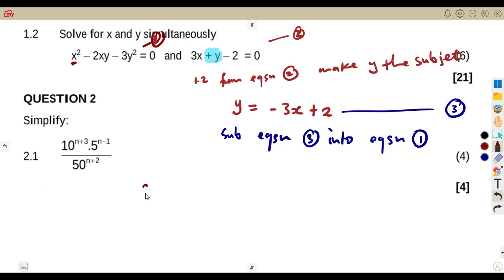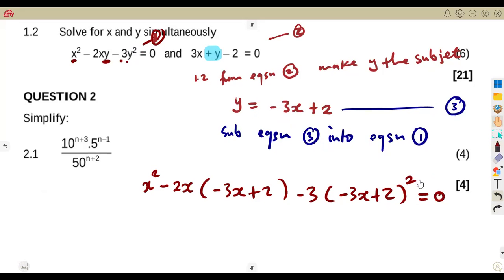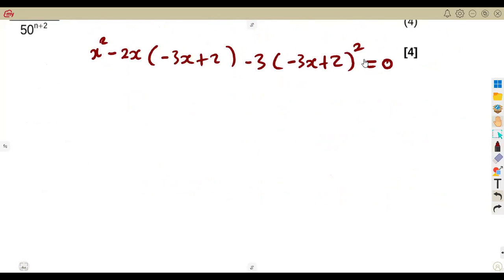So that will be x squared minus 2x times y. There is a y there. There is a y here. So in place of that y, we substitute this, which is our x. So this is minus 3x plus what? Plus 2. Minus 3y squared. So that's minus 3y is equal to the whole of this. So you open a bracket again, minus 3x plus 2. But this is y squared, so it must be squared. It is equal to 0. We have formed an equation, guys, with the x only.